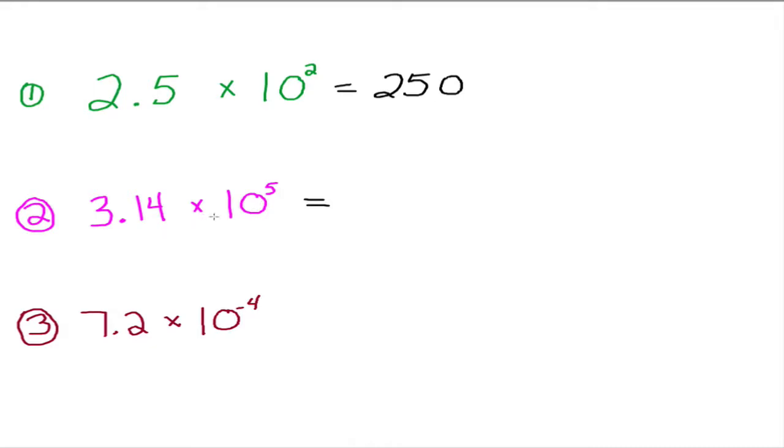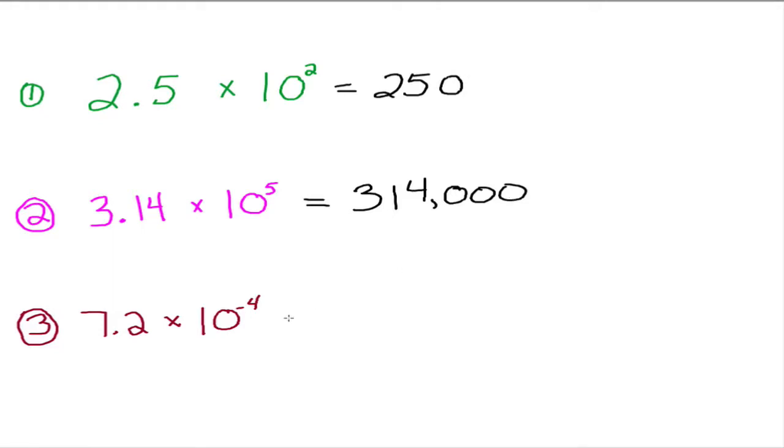Alright, so 3.14 times 10 to the 5th means we need to take this decimal point and move it 5 places to the right. So 1, 2, and then we need to put in 3 zeros. So we have 3, 1, 4, and then 3 zeros. So really that's 314,000, which is a relatively large number.